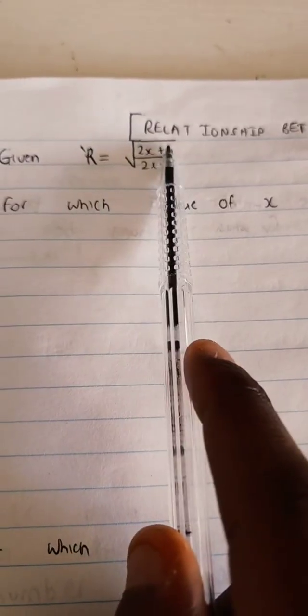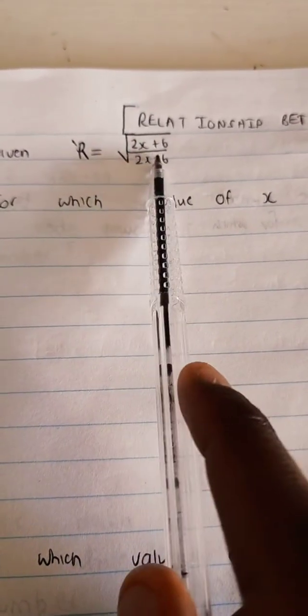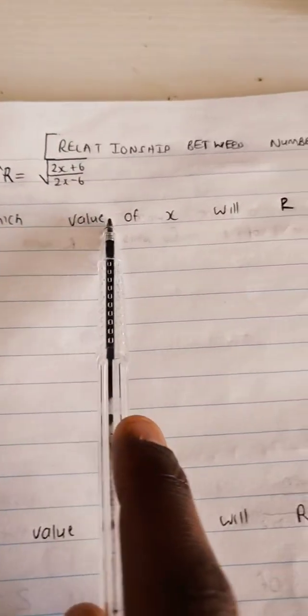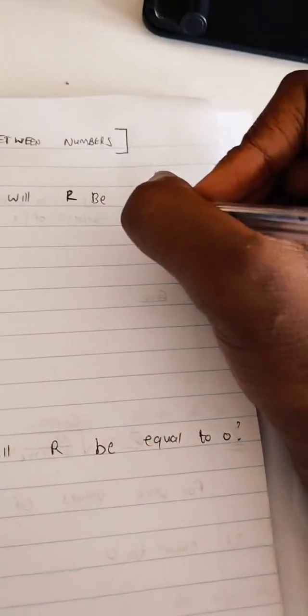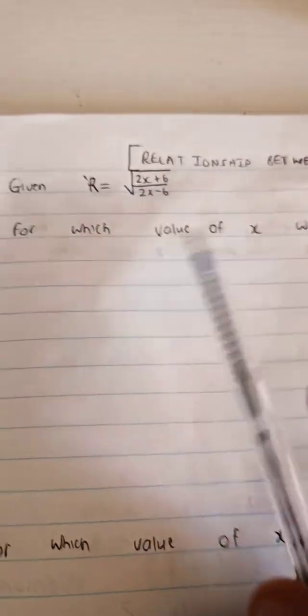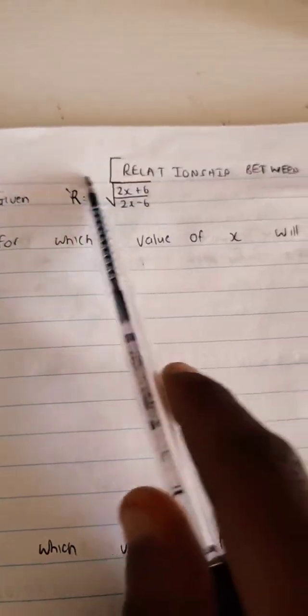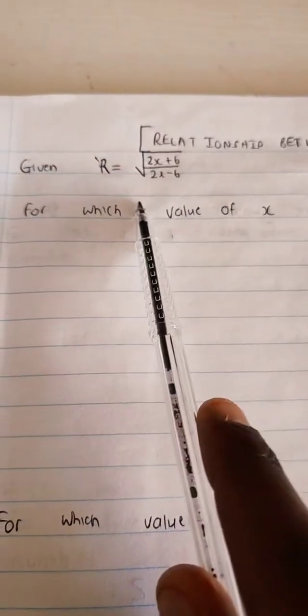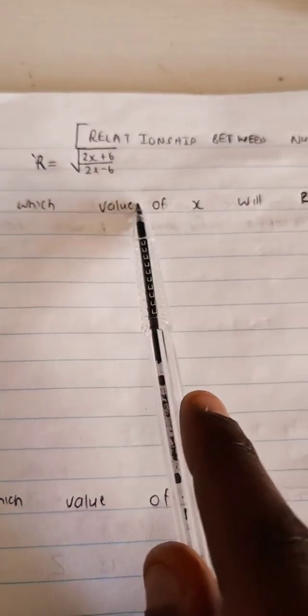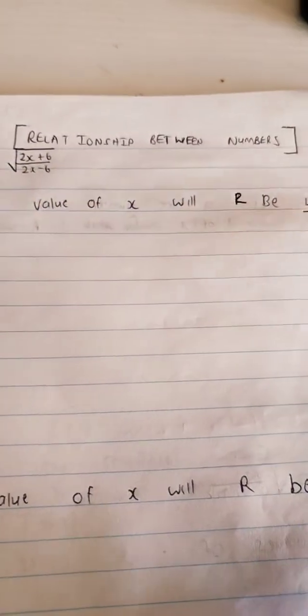Given r is equal to the square root of 2x plus 6 over 2x minus 6, for which value of x will r be undefined? Do we know, guys, which value of x? These are very common questions which need your understanding of numbers. For which value of x will r be undefined?